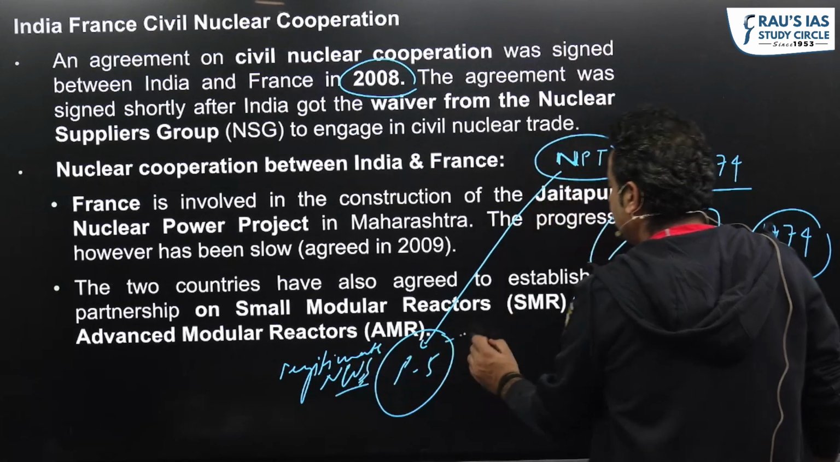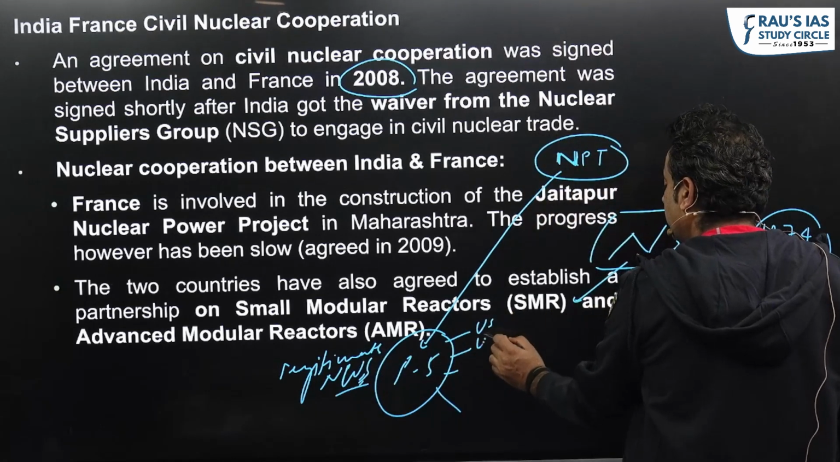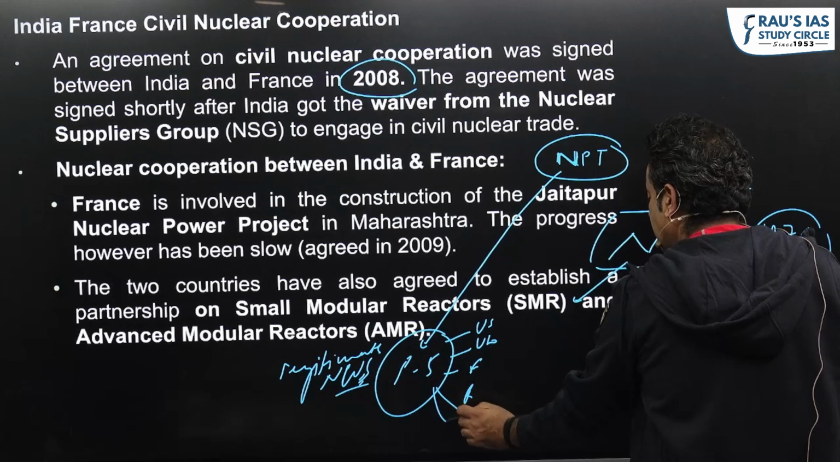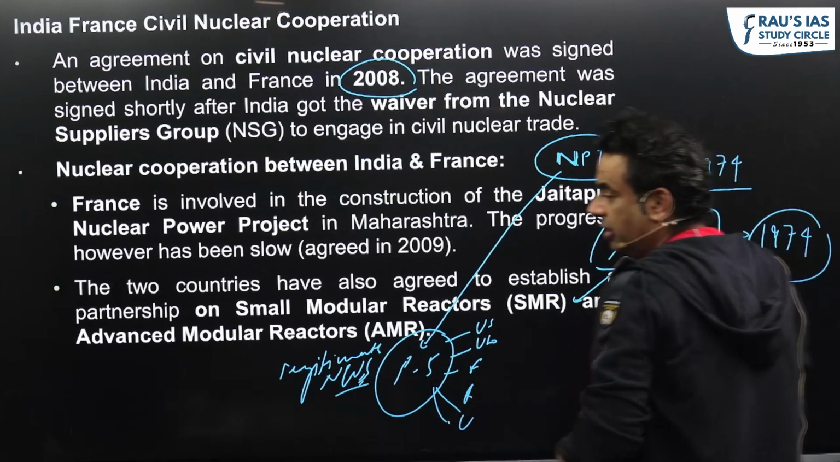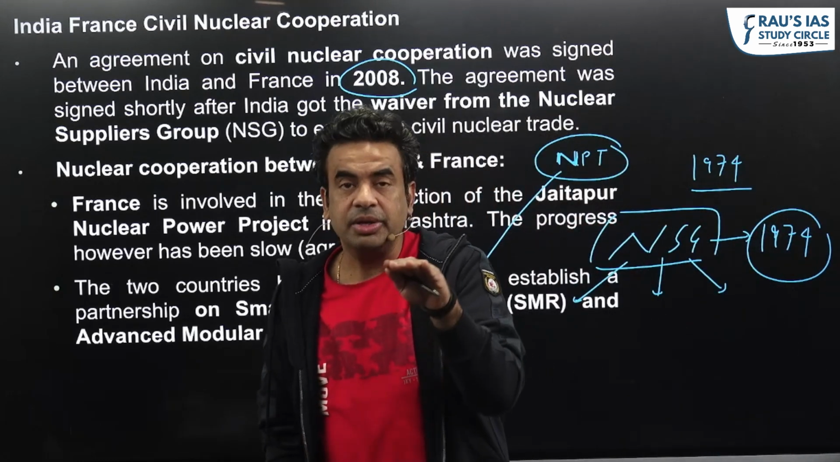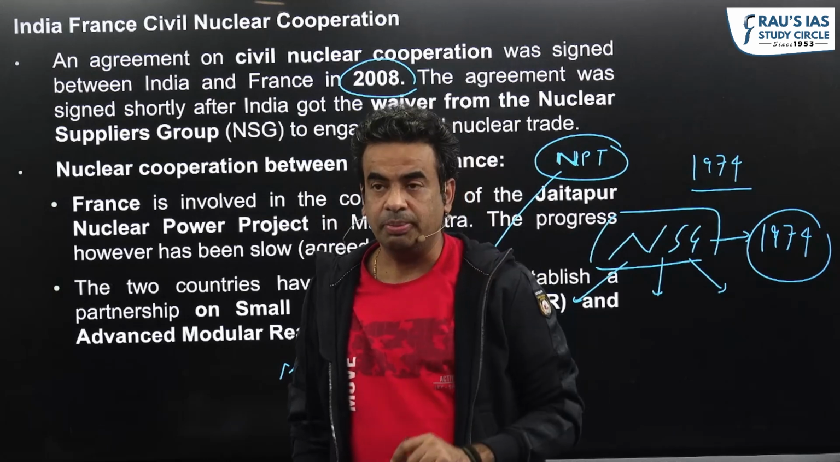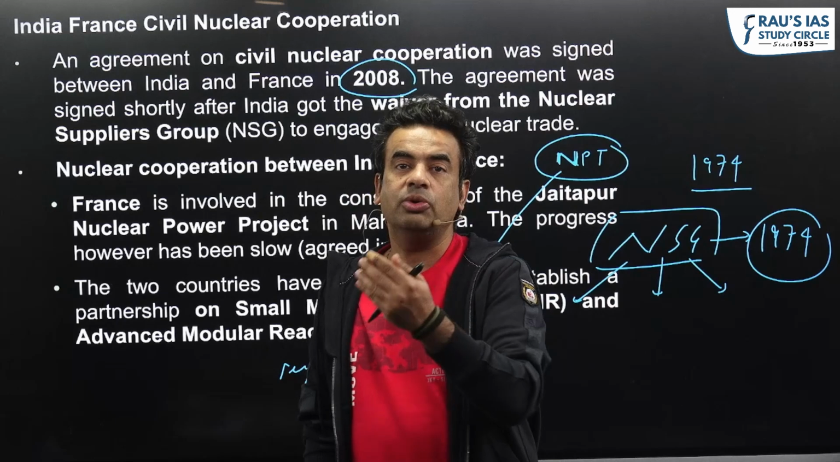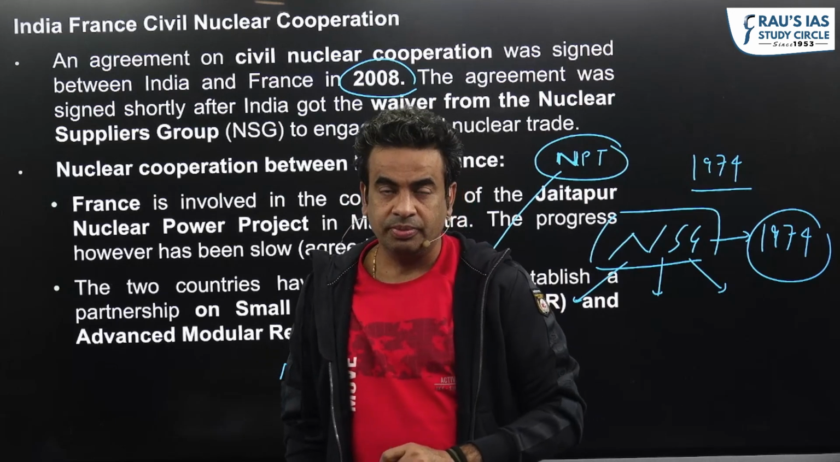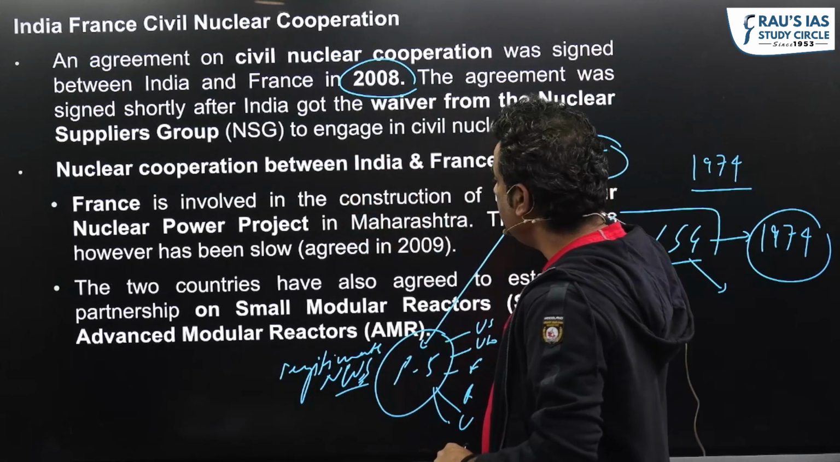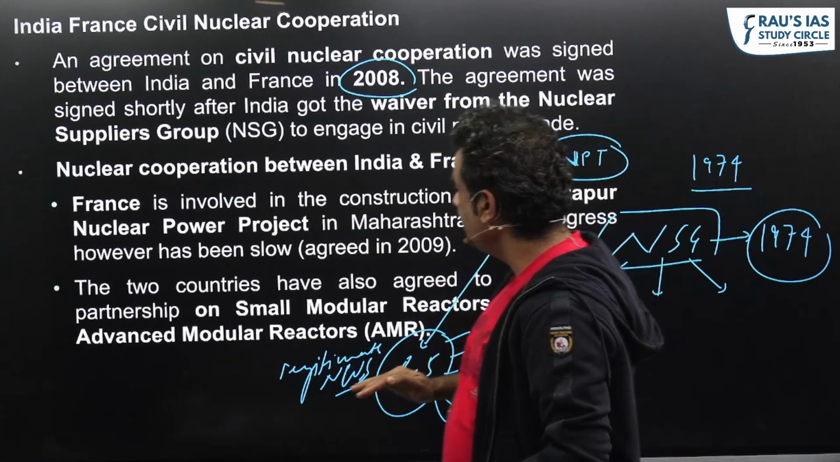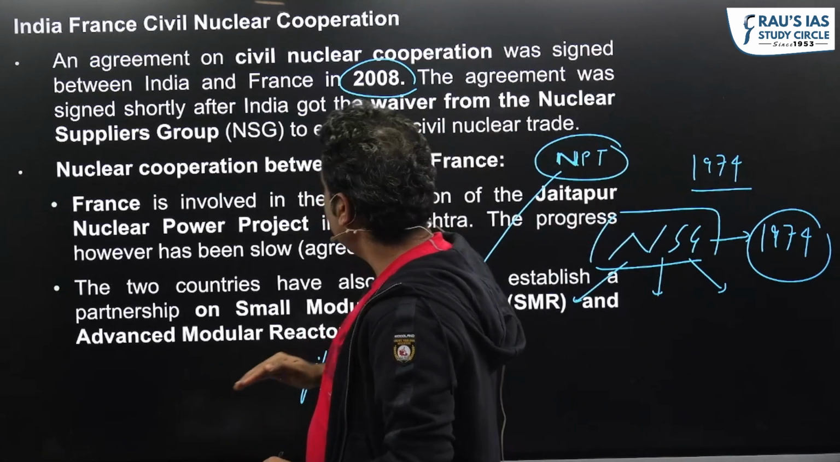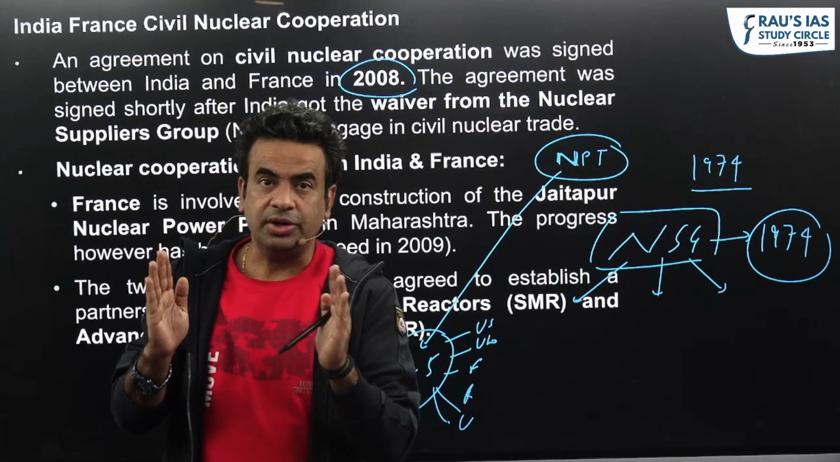So what was the status given to the P5 countries? US, UK, France, Russia, China. These countries got the status of legitimate weapon states, meaning they can have nuclear weapons, while under the NPT it was decided that no other country is allowed to have nuclear weapons. That is why India considers the NPT discriminatory. So this is the stand of India towards the NPT.